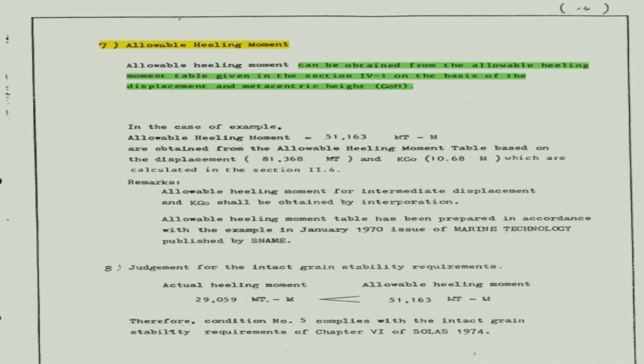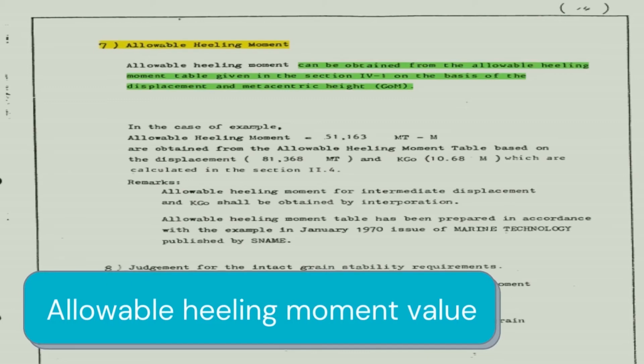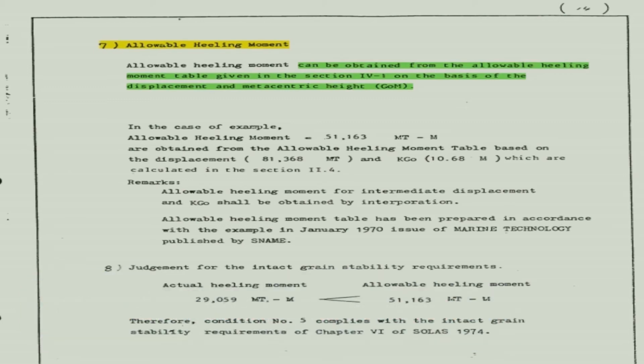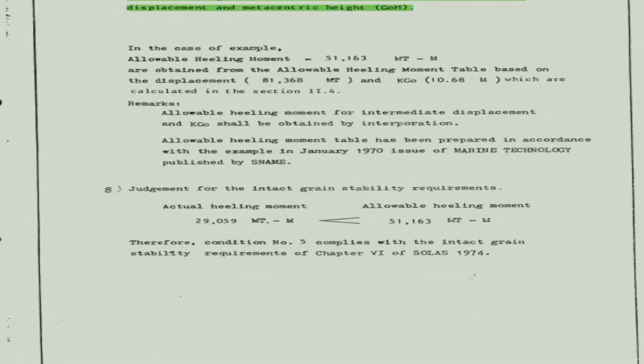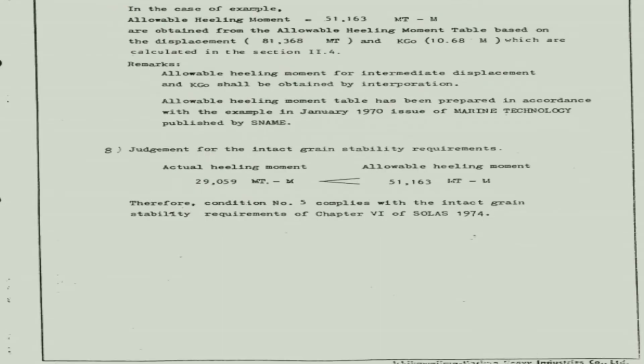And section number 7 talks about allowable healing moment. In that section we will see how we can obtain the allowable healing moment. They said we can obtain it from the allowable healing moment table given in section 6-1, based on displacement and corrected metacentric height. We'll also see later how we can get it.